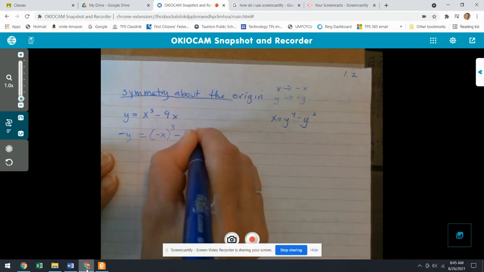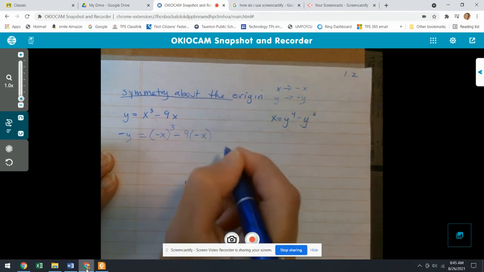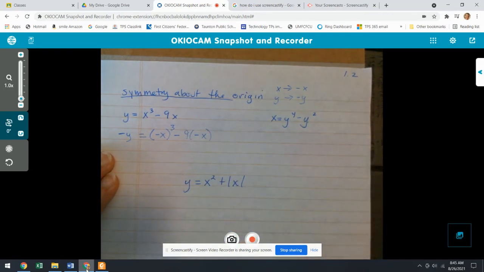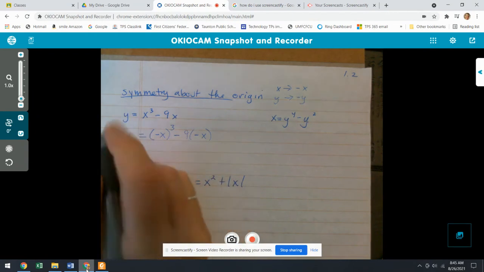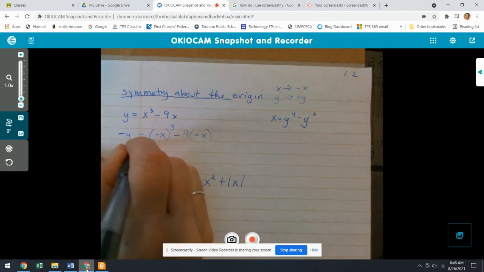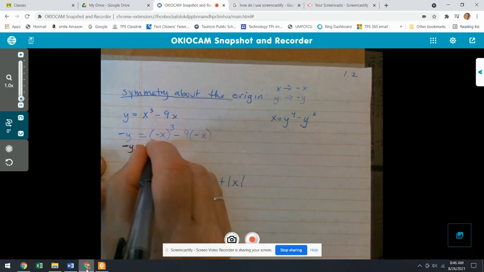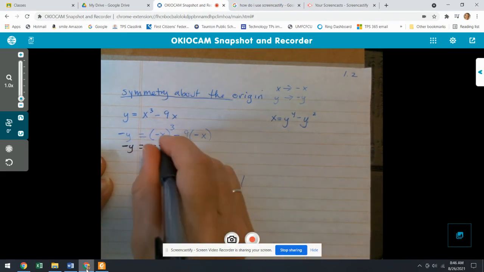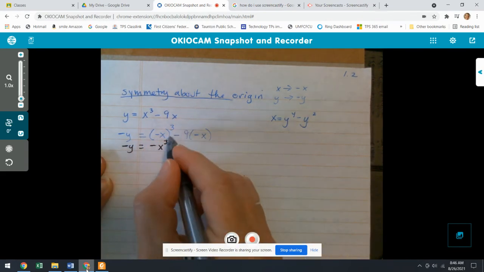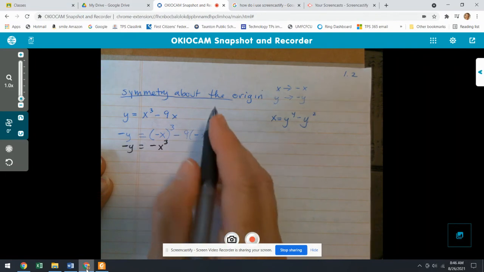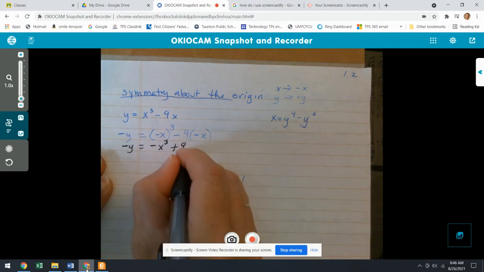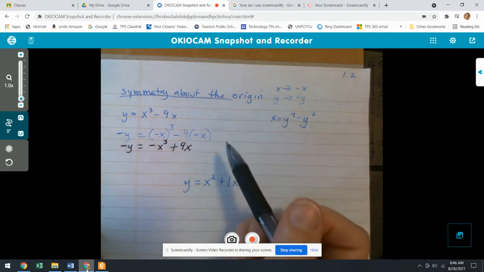minus 9. I think my pen is dying. Just grab another one real quick. And now I'm going to keep the negative y. Can't do anything with that. A negative x to the 3rd power gives me a negative x. And again here, I'm going to have a minus 9 times a minus x. So that becomes plus 9x.